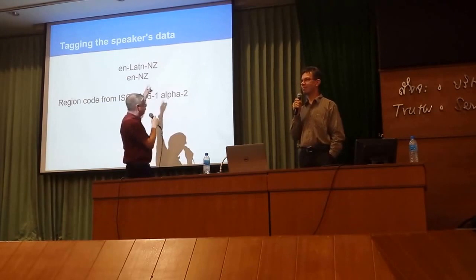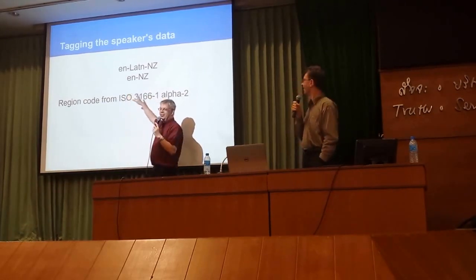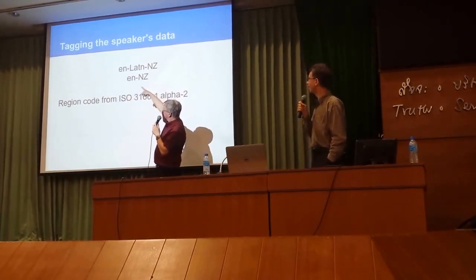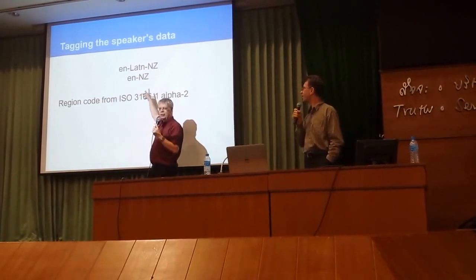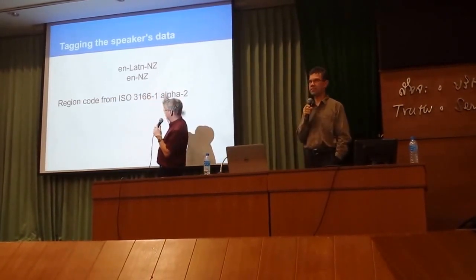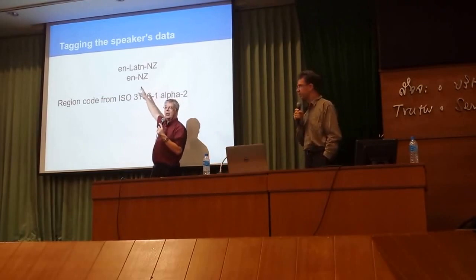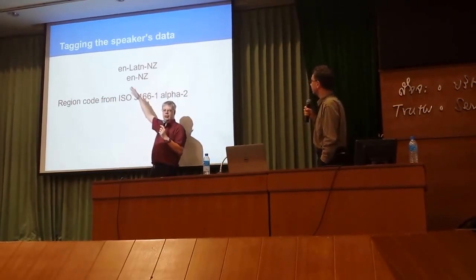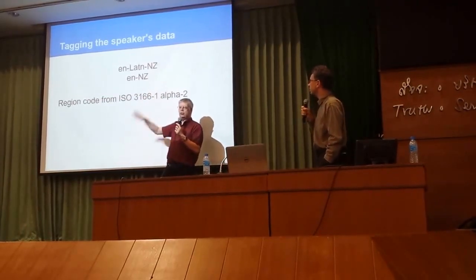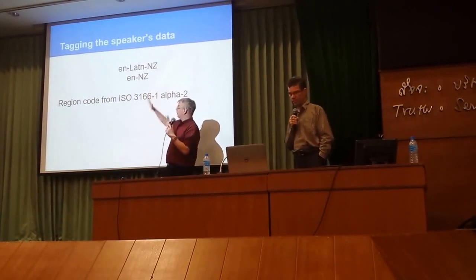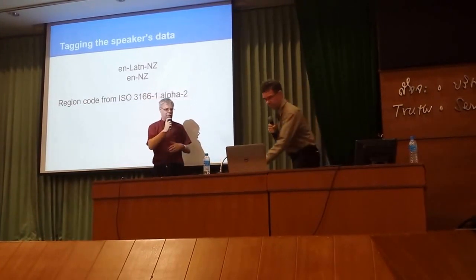Ah, okay, so we're going to put a region tag on to say that it's New Zealand English. Now, the full tag will be EN Latin New Zealand, but we can drop the Latin, so we're now EN NZ. Okay, so we're just using ISO standards here. There's no choice. You have to abide by those standards for these bits. Great. Okay, we've gotten down to New Zealand.